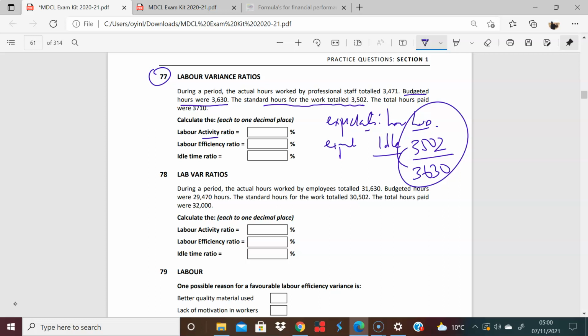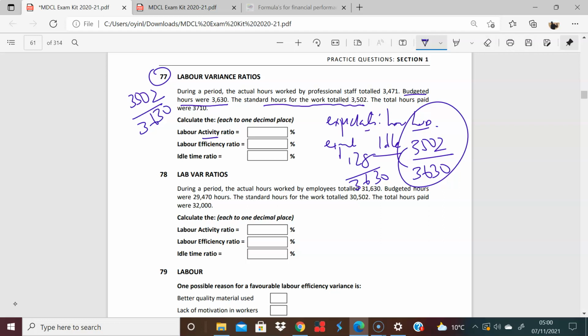They haven't asked you for the expectation, but if they had, it would have been 128 over 3,630. That would be the expectation, not the actual idle time, because you can do idle time analysis versus what it actually was, and we're going to look at that later. So the first answer here is 3,502 divided by 3,630.